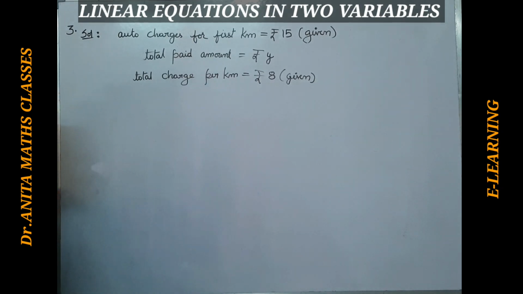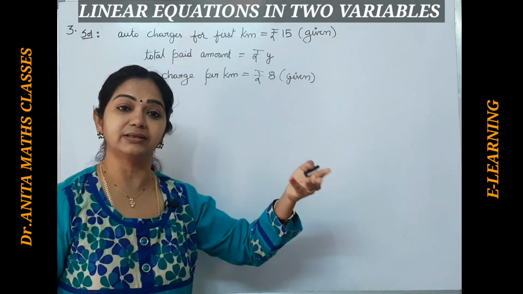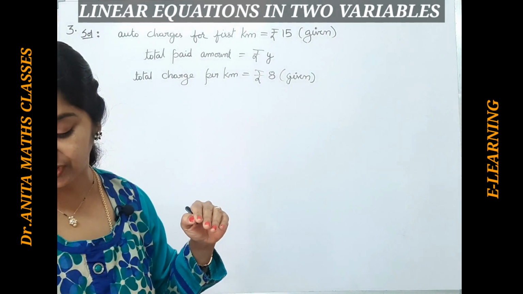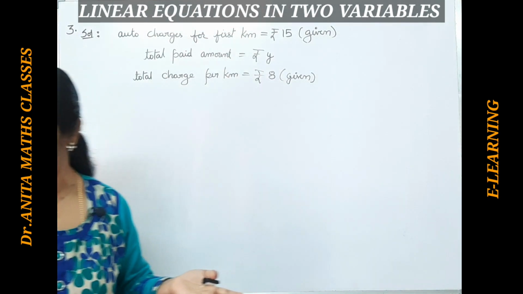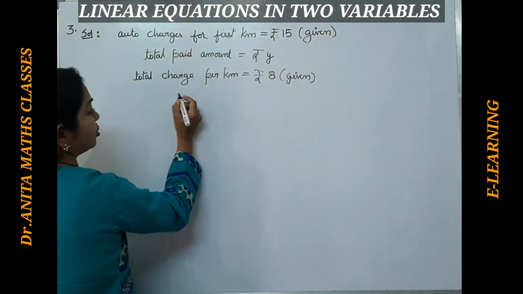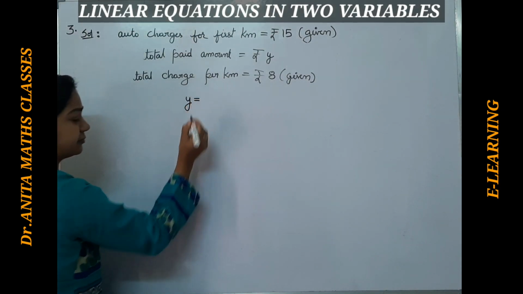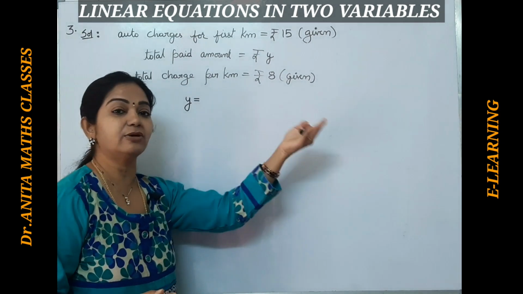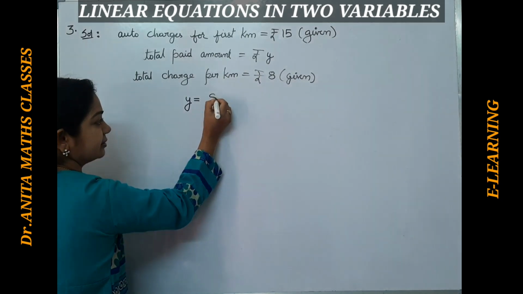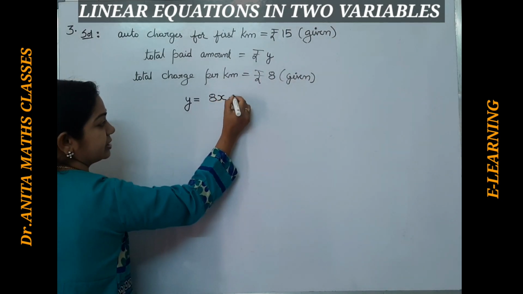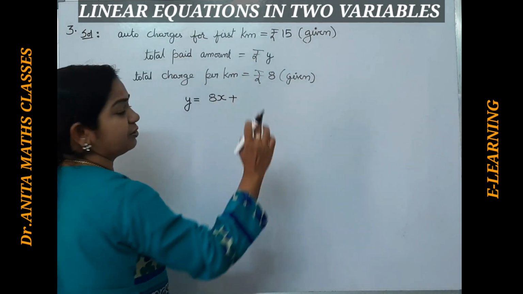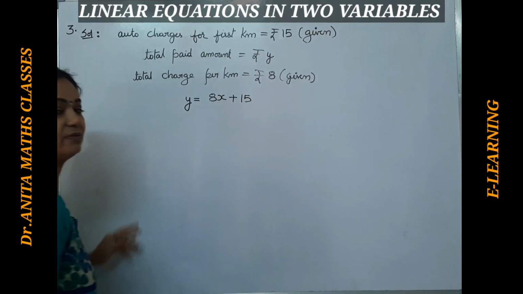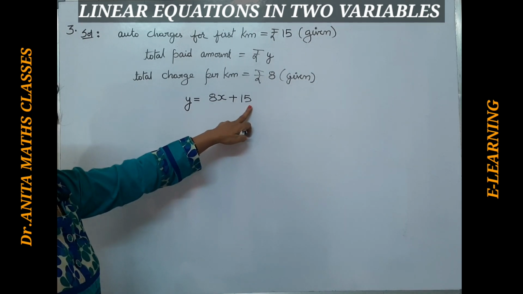Okay, now x is for each subsequent kilometer, and for a distance of x kilometers we have to find the amount here. Now here the total amount is y. So for each kilometer rupees 8, and how many kilometers? x. So 8x for the kilometers travelled, plus for the first kilometer, that is a fixed price, 15. So the linear equation will become y is equal to 8x plus 15.